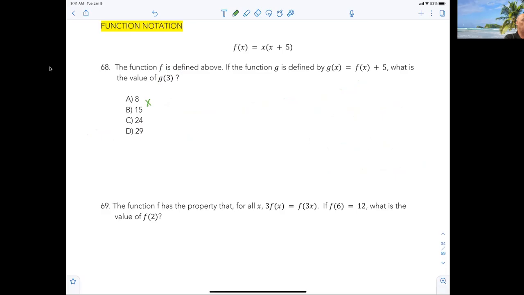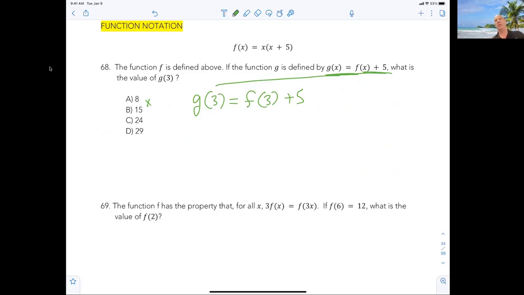The question says, what's G of 3, right? So I find the G function, which is right over here. It says that G of 3 is F of 3 plus 5. Do you agree with that? That's annoying because I don't have the answer. So I have to figure out now what?